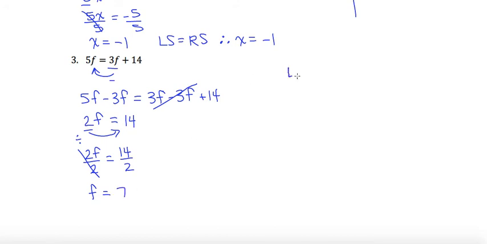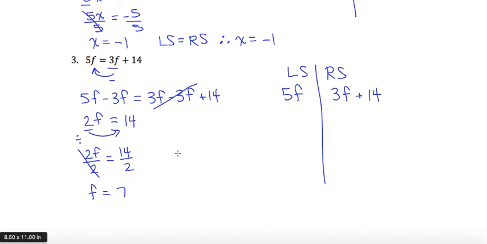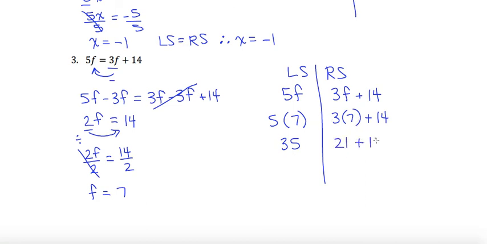So one more left side, right side check. The left-hand side of my equation is 5f. The right-hand side is 3f plus 14. The value that I got for f was 7. So 5 times 7 on the left-hand side, and 5 times 7 is 35. 3 times 7 plus 14 on the right-hand side. 3 times 7 is 21, plus 14 is 35. So the left side equals the right side, therefore f equals 7.